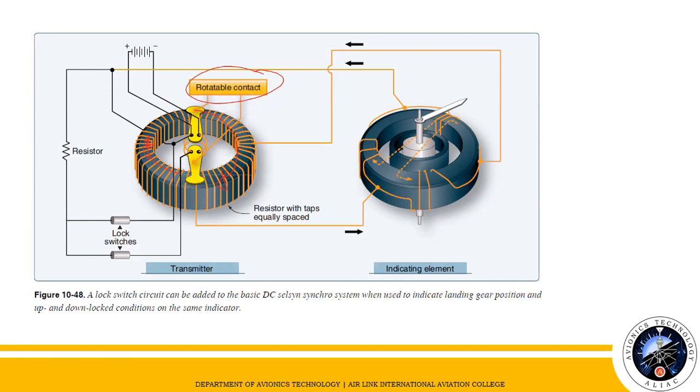Magsisend yan ng electromagnetic field, and ito, magsisend siya na bumababa yung pointer. So, once na na-receive na bumaba yung pointer, ikot na yan dito, and lalabas pa din yan dito na naka-downlock na si mismong landing gear. So, ganun din, vice versa.